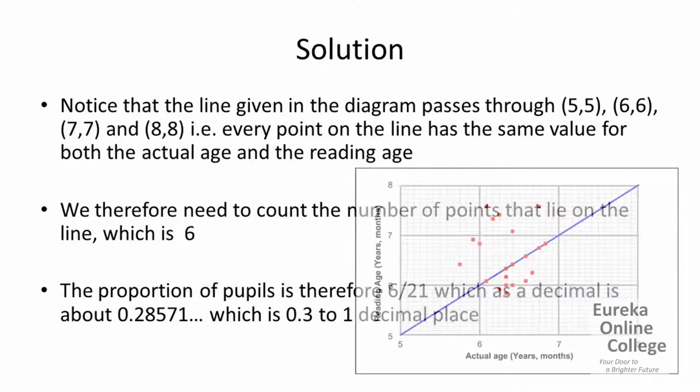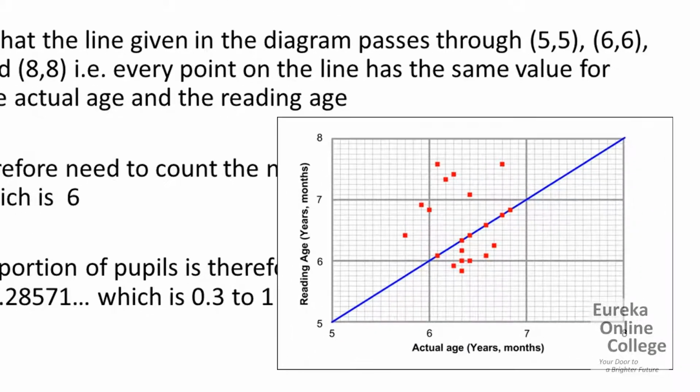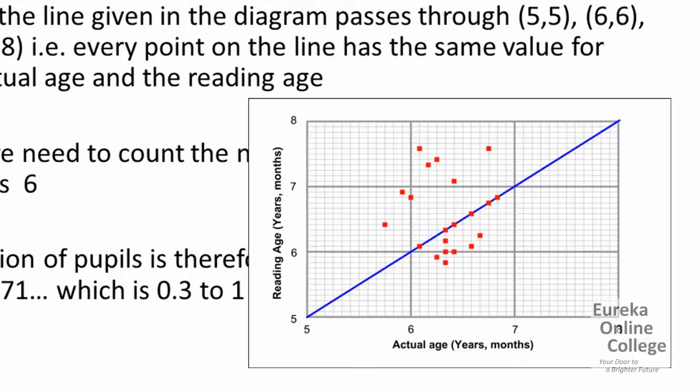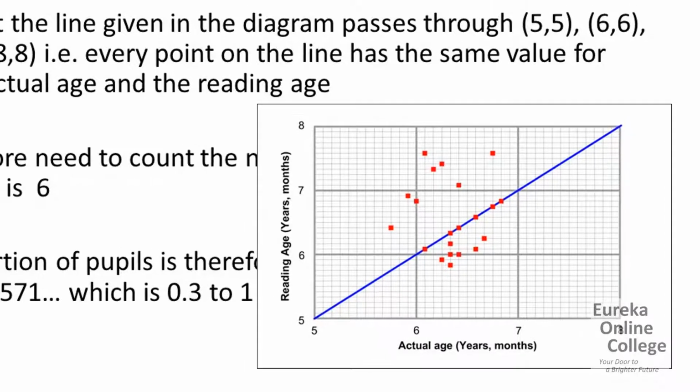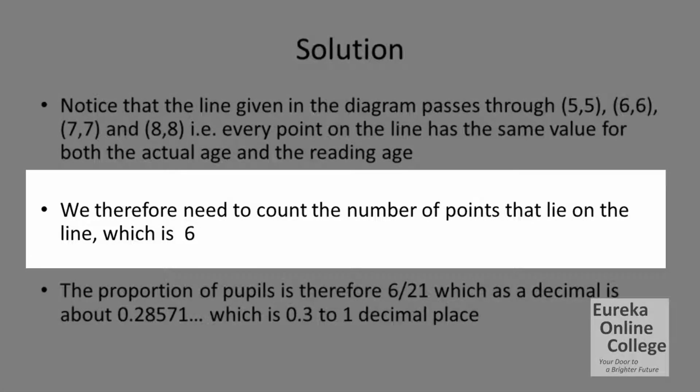So the thing to notice is that the line given on the diagram passes through points 55, 66, 77, 88. Notice that both numbers, or both coordinates, in each of those points are the same for every point. So every point on that line has the same value for both the actual age and the reading age. So therefore, I just need to count the number of points on that line, which is 6.